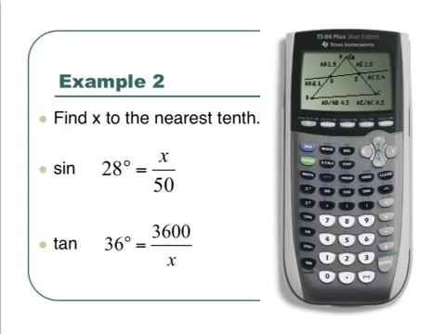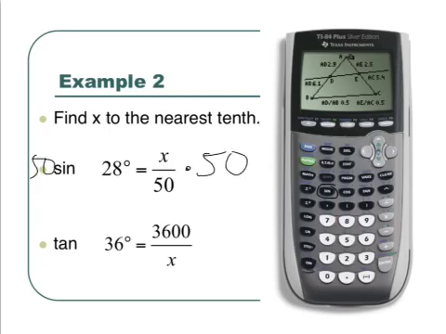So, if we want to find x to the nearest tenth, we can use a little bit of algebra to do so. And I have a picture of your calculators here, so make sure that we know where that sine button is. It's right here. So we're going to find out what the sine of 28 is, and then to get x by itself, we just multiply both sides by 50.